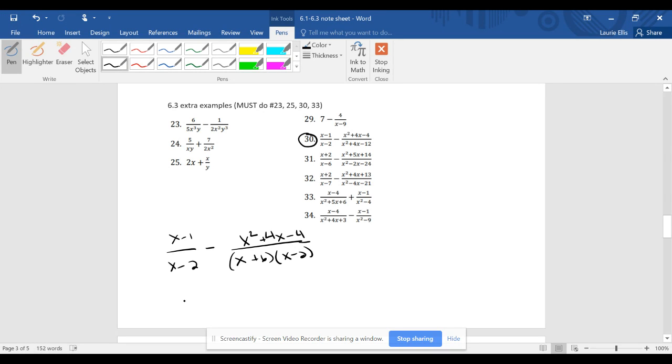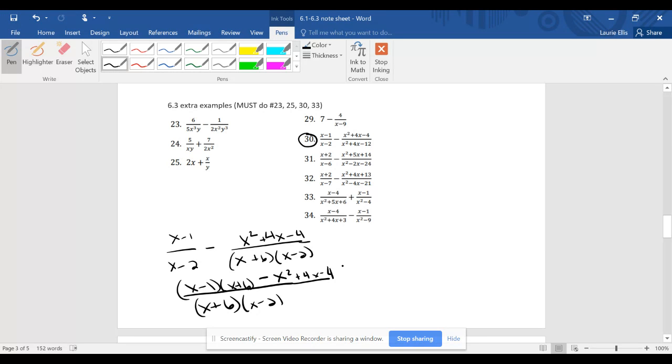Okay. So your least common denominator is definitely going to be x plus 6 times x minus 2. I'm going to multiply the x minus 1 times x plus 6 because that's what's missing. Minus. And then I am good with the x squared plus 4x minus 4 because my denominator is already x plus 6 times x minus 2.